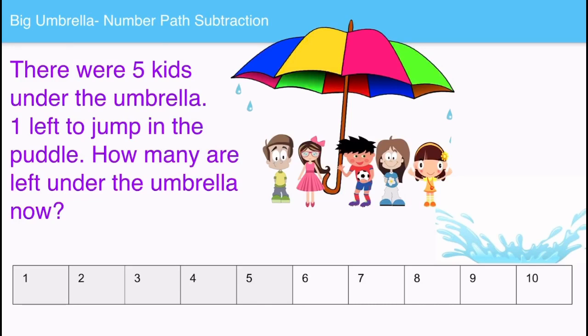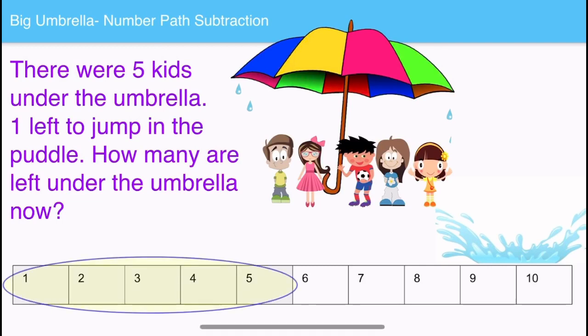Good job. So while you are putting your 5 counters down, I'm going to be doing the work on the number path just like last week. So I'm going to be circling numbers 1 through 5 on the number path to show that that is 5 friends together under the umbrella. Now, after those 5 counters are down, let's go back to the problem. It says 1 left to jump in the puddle.